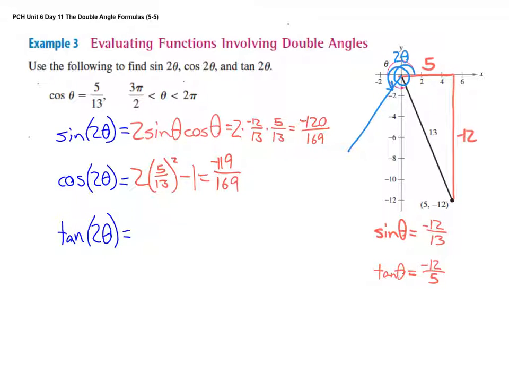And then how would we find tangent of 2 theta? Yeah, sine of 2 theta over cosine of 2 theta. Or we could use the double angle formula for tangent. So this is negative 120 over 169 over negative 119 over 169. The 169's cancel out, and I have 120 over 119. Okay? Alright.